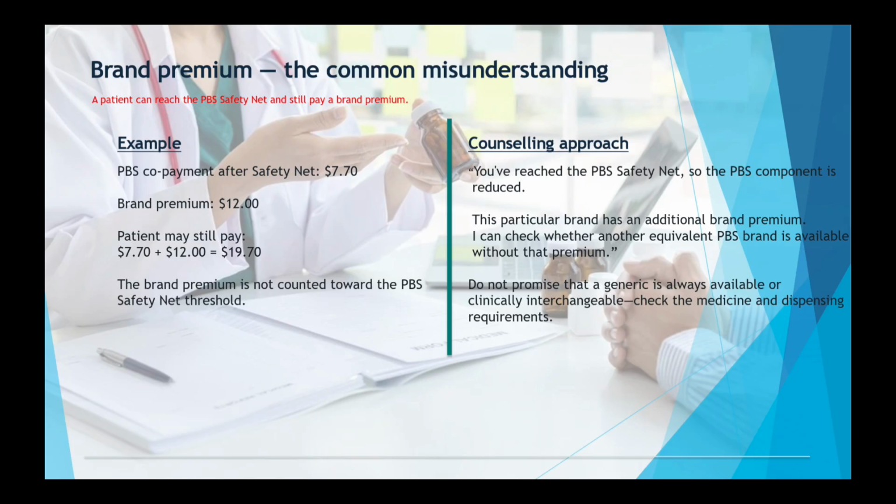You can let them know if there is a difference in the price. Still, if they reach the safety net too, instead of being free, they need to pay the premium charge. Like here you can see brand premium charge. For example, there is a difference of $12 and the brand is charging $12. Yeah, they need to pay $12, but the $7.70 will be zero.